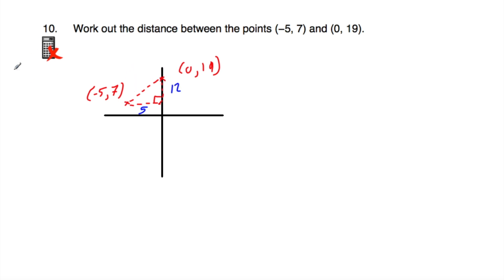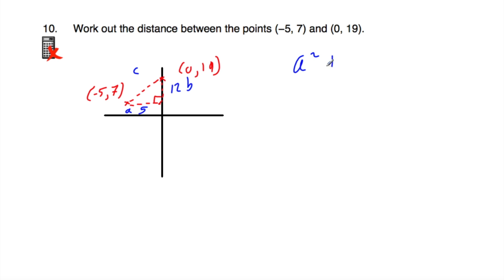Now I've just noticed this is a non-calculator question, so hopefully this is going to be a Pythagorean triplet. They are whole numbers that whenever you do your Pythagoras theorem, they work out nicely, so that you've got whole numbers. So here 5, 12, and hopefully it will be another whole number here. So let's label the sides A, B, and C.